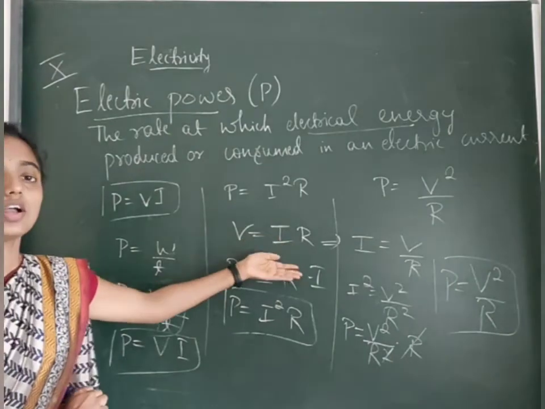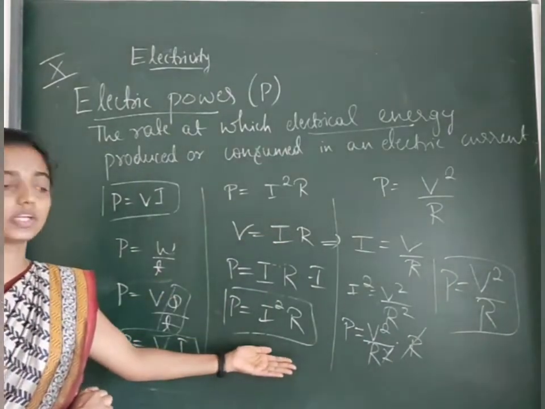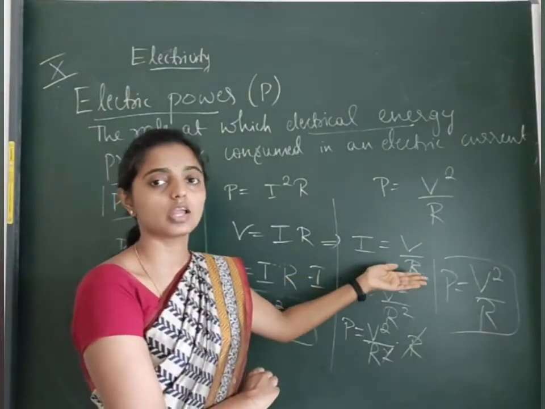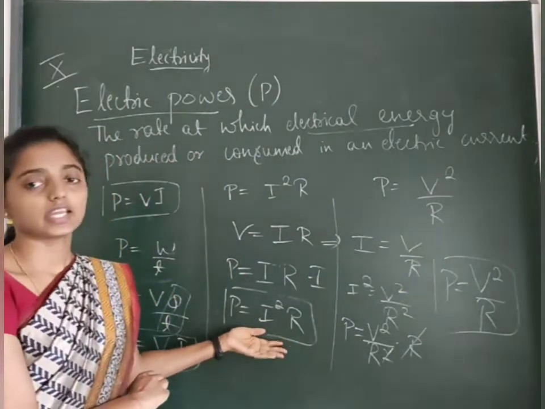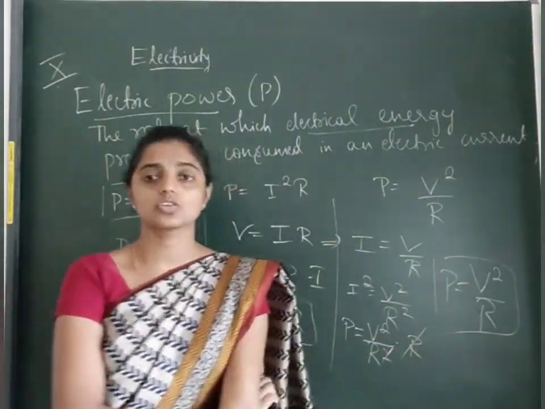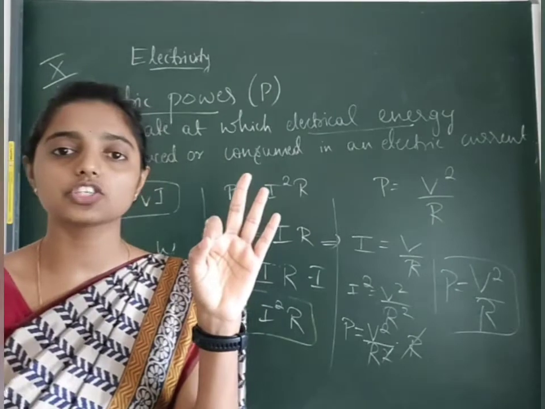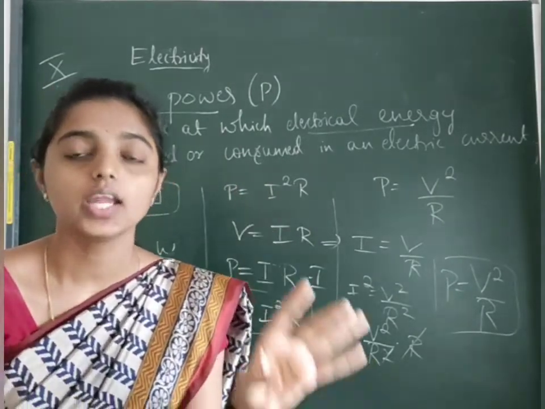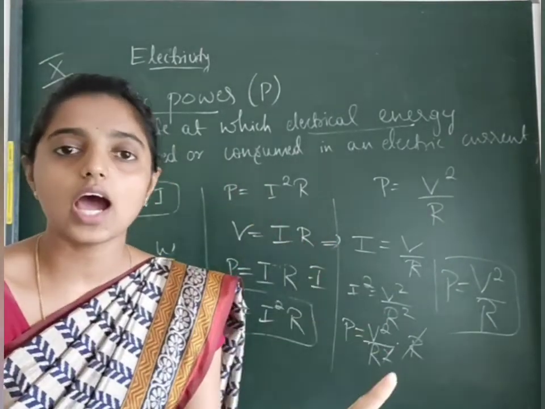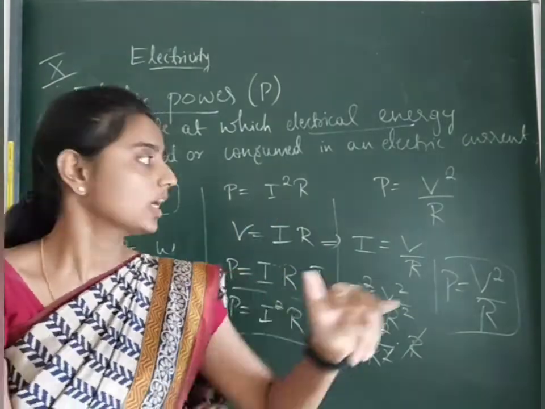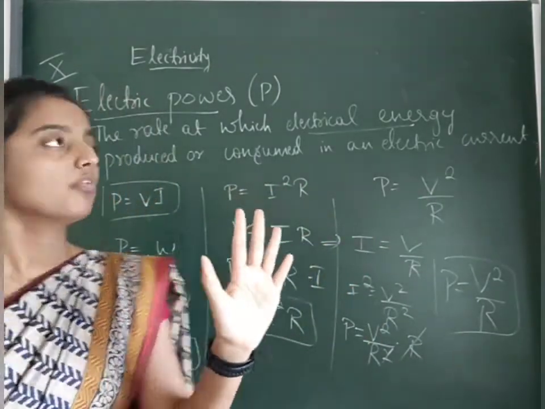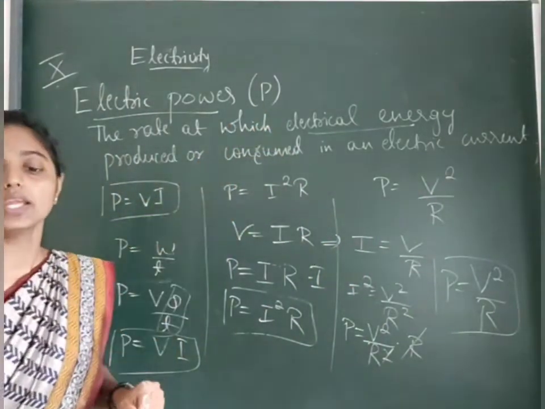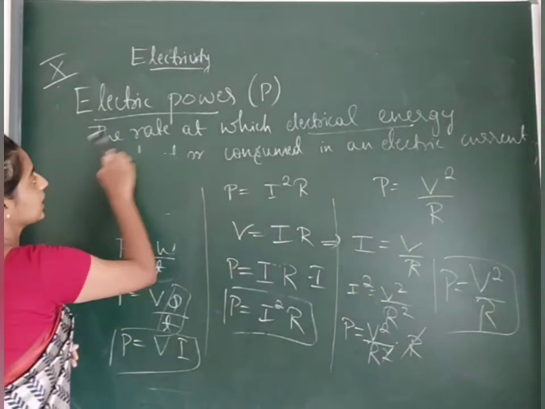Now take Ohm's law and modify this equation, and you will get another one. Again, take Ohm's law and modify the second equation, and you will get this equation. So let us repeat. What are the three equations for power? P is equal to VI, P is equal to I square R, P is equal to V square divided by R.